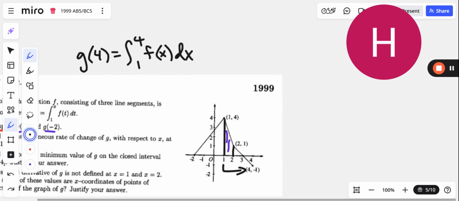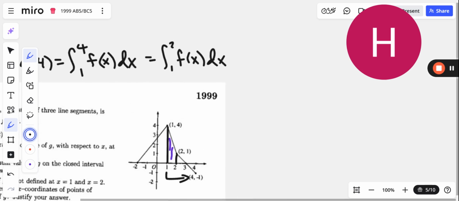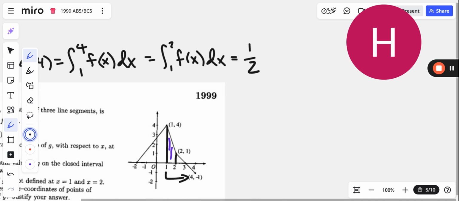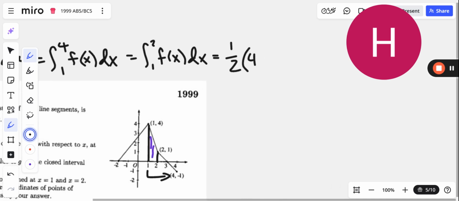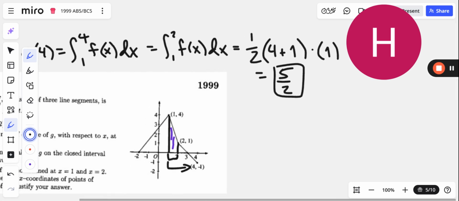So really, we can say that this is the equivalent of the integral from 1 to 2, which is just the area of a trapezoid. So that's going to be 1/2 times base 1, which is 4, plus base 2, which is 1, and then times the height, which is sort of like the delta x here. That's just 1. So this trapezoid's kind of standing on its side. Okay, and that's simply going to give us 5/2 as the value of the integral. So there we have it, 5/2.